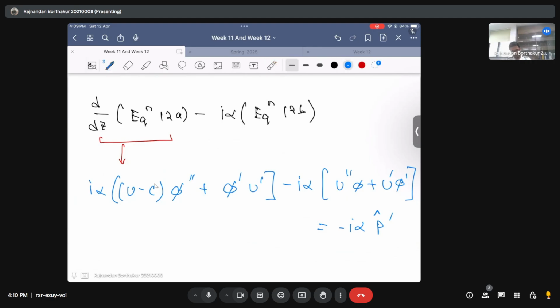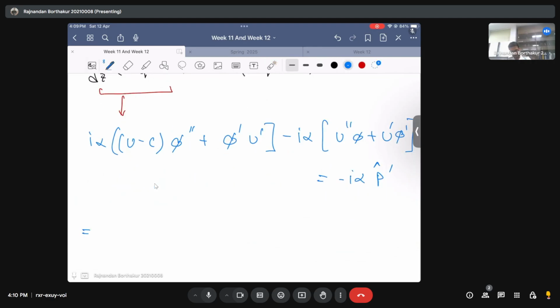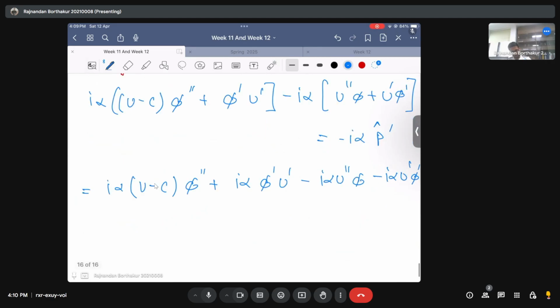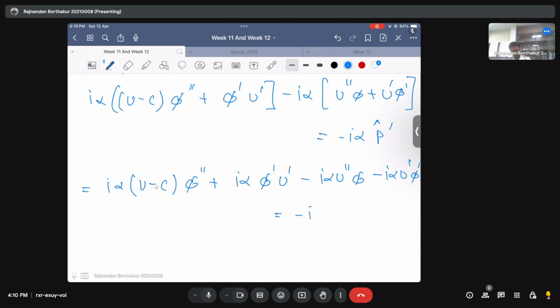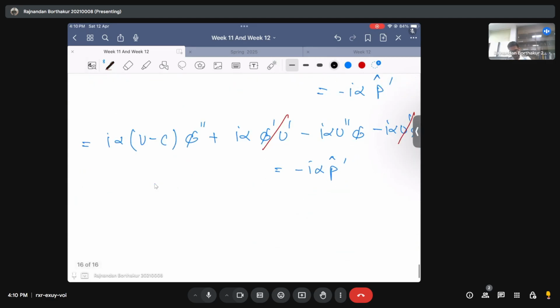Okay, let's simplify certain terms, because I can see that some terms are getting cancelled. So this is i alpha (u minus c) phi double prime plus i alpha phi prime u prime minus i alpha u double prime phi minus i alpha u prime phi prime. This is equal to minus i alpha p hat prime. So the term minus i alpha u prime phi prime and plus i alpha u prime phi prime cancel each other.